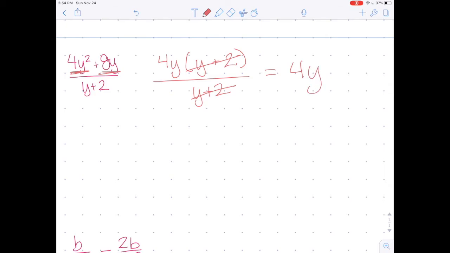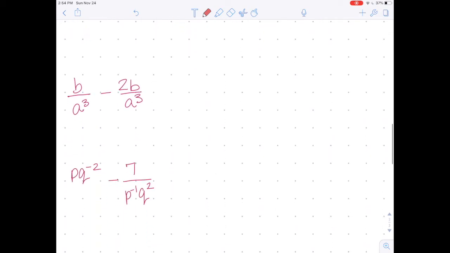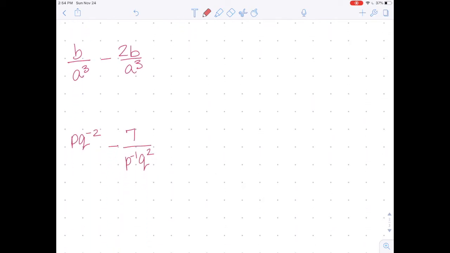We are going to do one example here that just takes this one step further. So now notice, I didn't write this very well, let's fix this. Now notice that we have the same denominator here. So now it's just like adding and subtracting real fractions. So if I have b minus 2b, well, this is like having a 1 minus 2, which gives me negative 1b over a cubed. We keep the denominator just like when you subtract fractions.